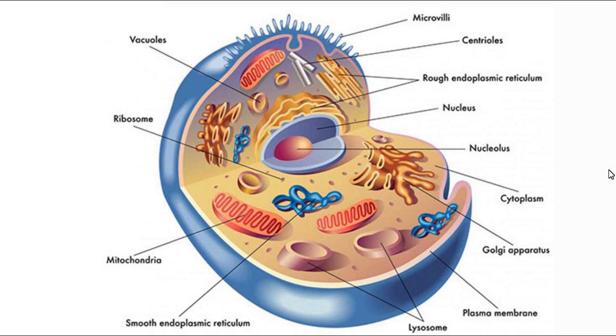Now what's not labelled in this diagram but is relatively important is the cell cytoskeleton. Now the cytoskeleton is just a network of fibres and tubules running throughout the cell. It provides support for the cell, and it also assists in transport of materials all around the cell and also cell division.